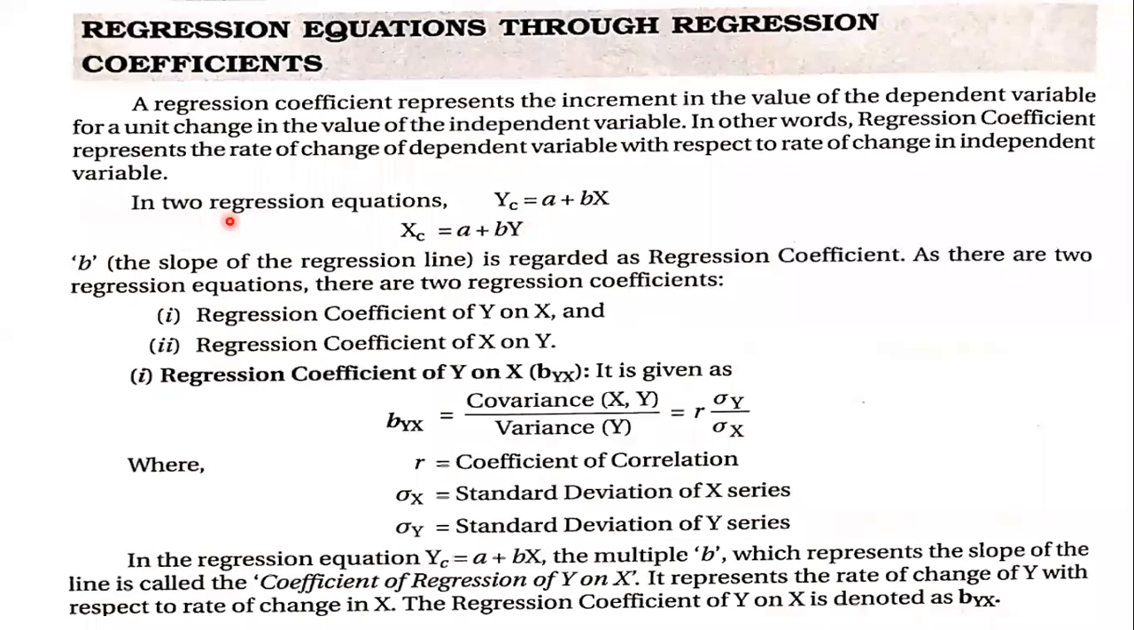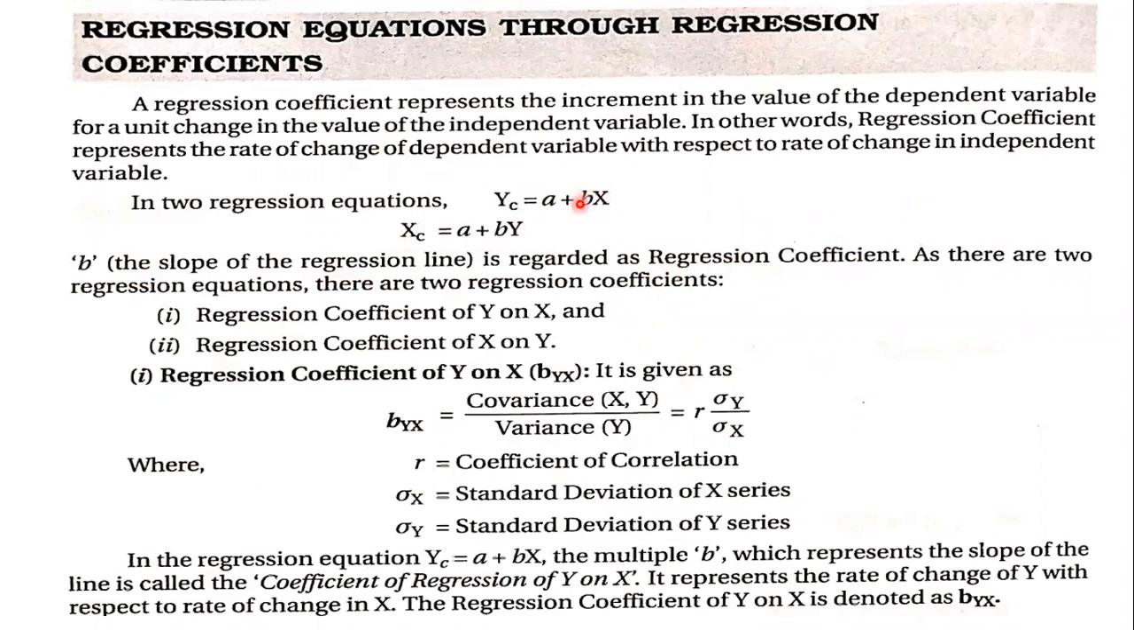So when we have 2 regression equations, that is yc is equal to a plus bx and xc is equal to a plus by, these are the 2 equations. One is y on x, another one is x on y. b is the slope of the regression line, regarded as the regression coefficient.